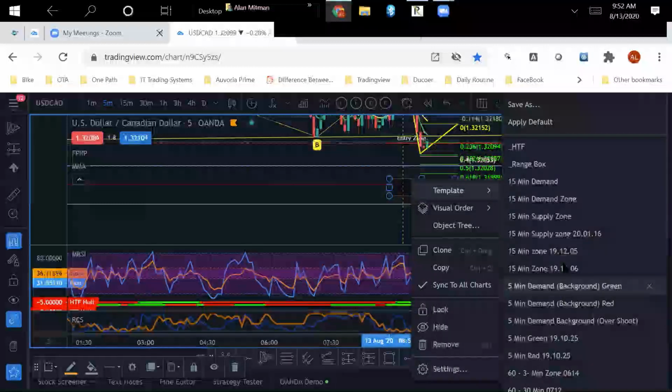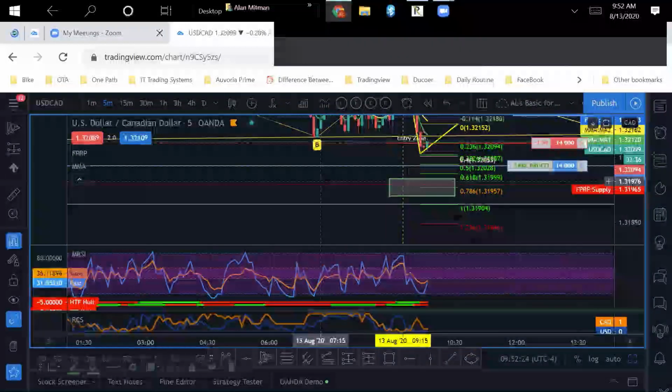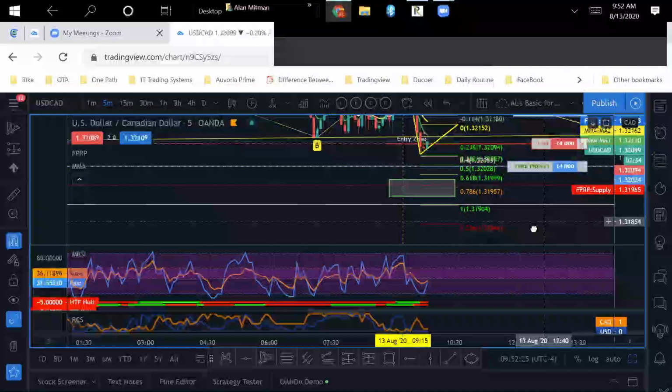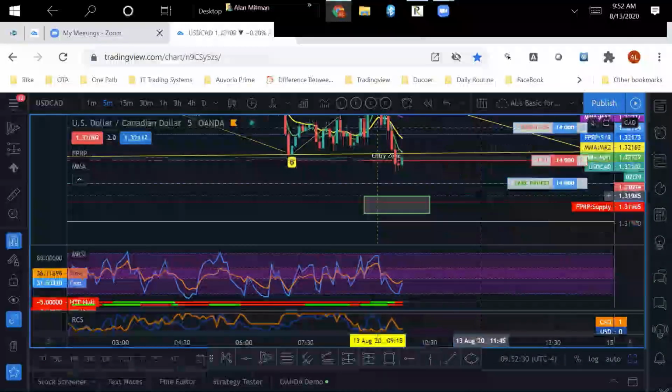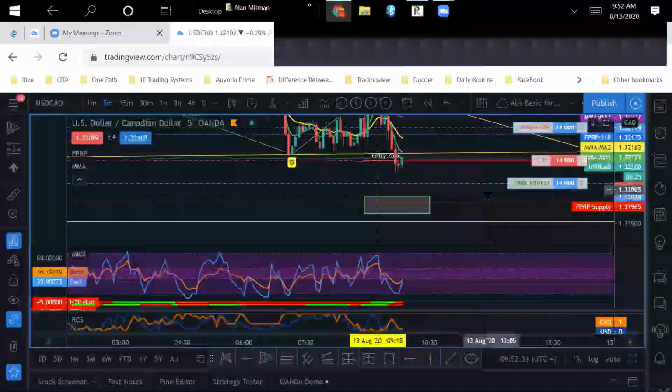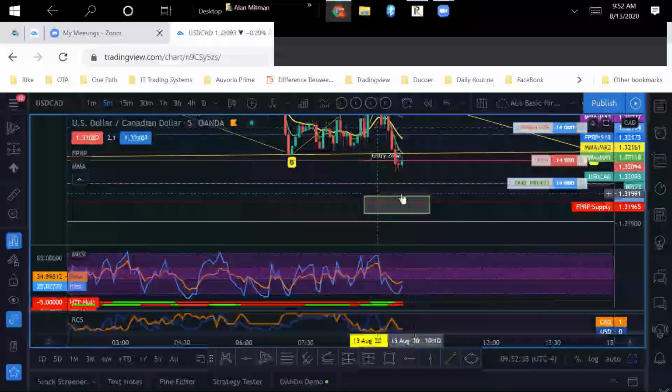Let's see, what am I going to call this one here? There we go. Take these off now and clear up this chart. Here's our 7 pips. If you want to go for a little bit more, you may want to try and get down into this box here.